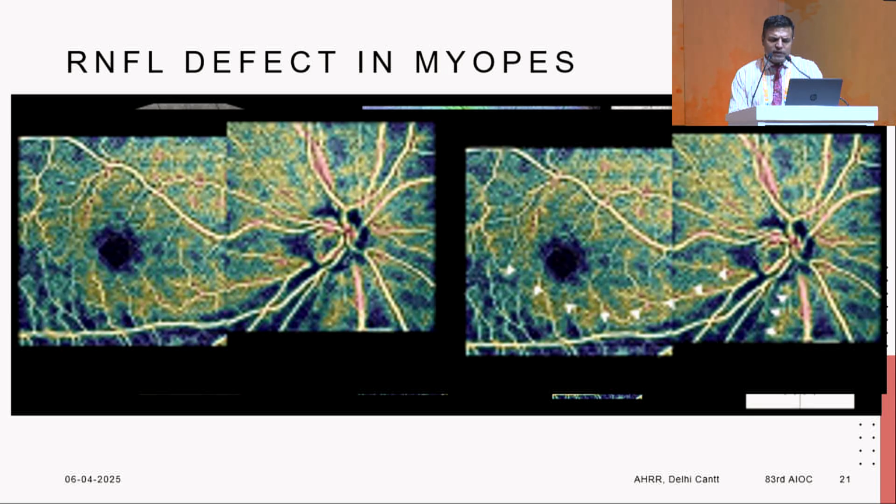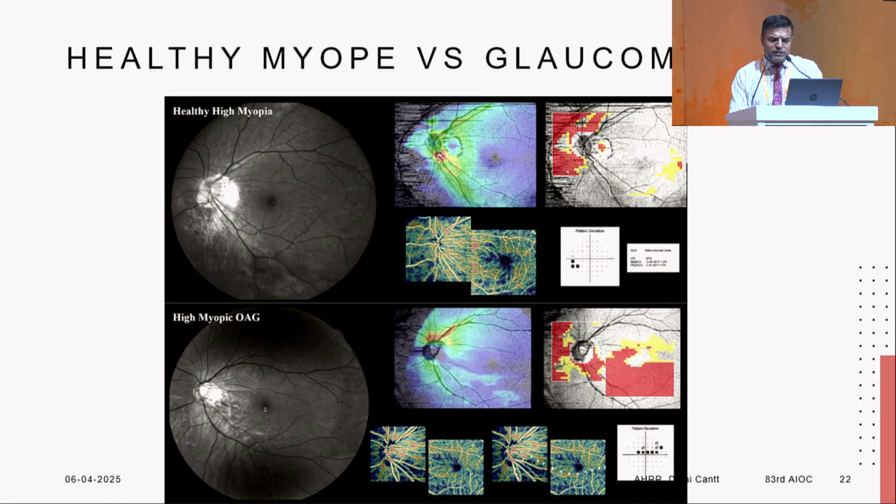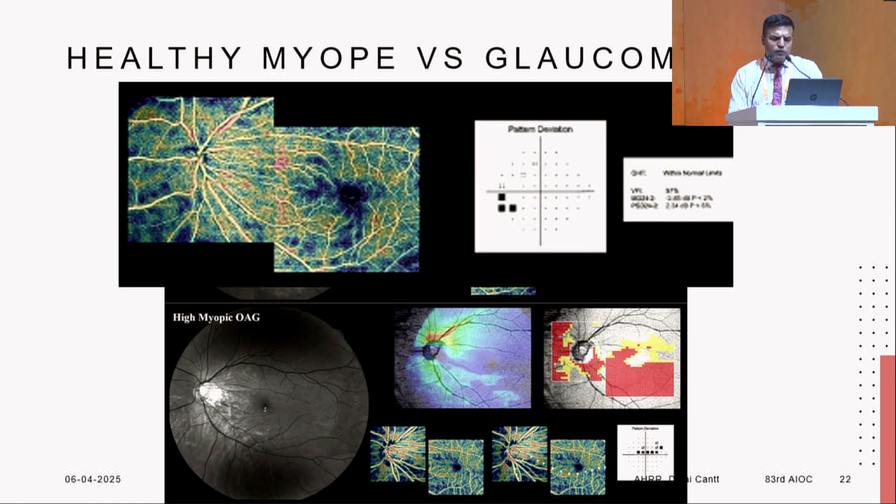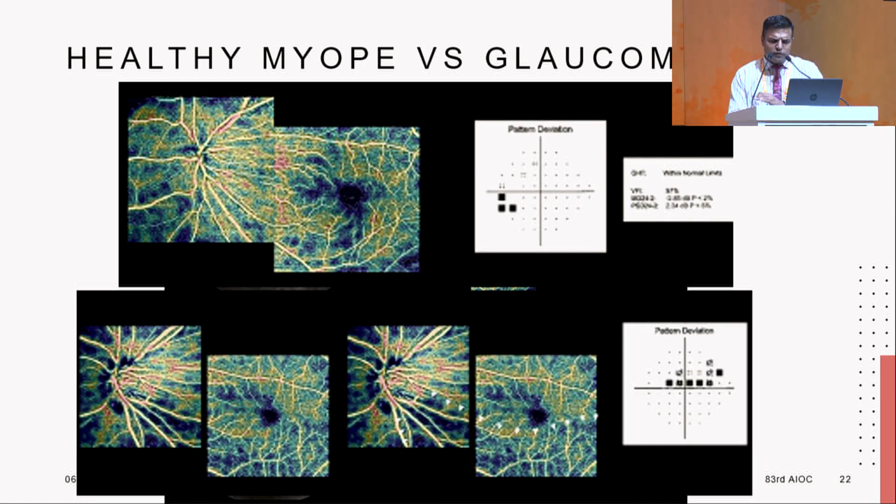And these RNFL defects, better appreciated in myopes, give us more tangibility in making a diagnosis of glaucoma and treating these patients, where looking only at the optic disc, it would have been difficult to make that diagnosis because the beta zone is not very evident. So we have found usage for OCTA also in glaucoma.